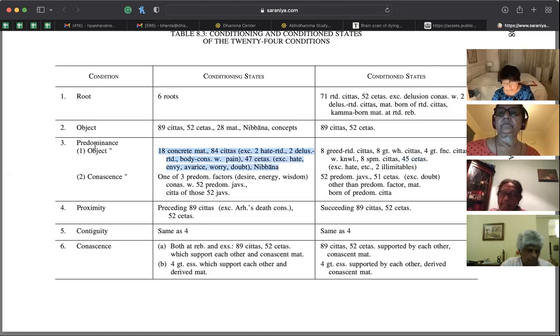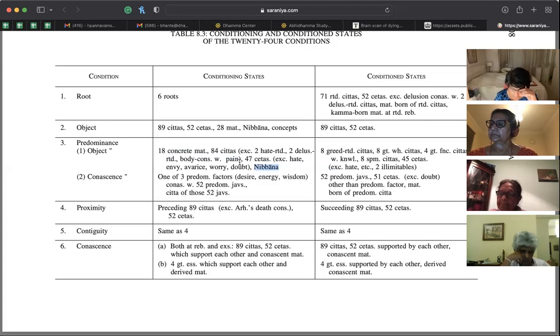Now, let's come back here. Conditioning states, arammana adhipati: 18 concrete matter; 84 chittas, excluding two hate-rooted, two delusion-rooted, and body consciousness with pain; 47 cetasikas, excluding hate, avarice, envy, worry, and doubt; and Nibbana.